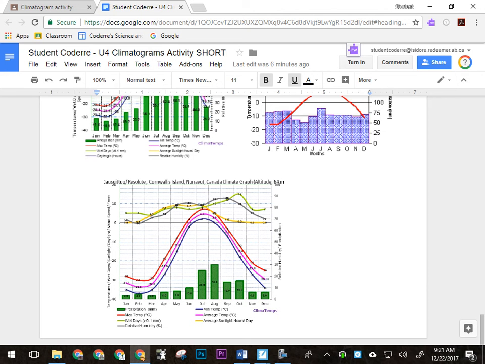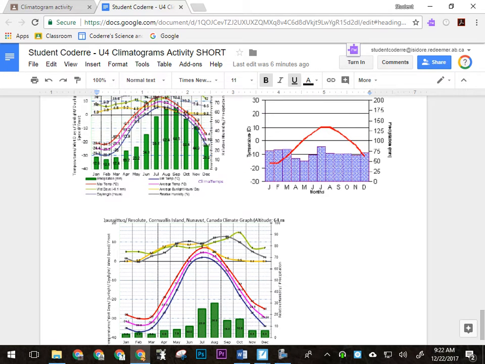Oh yeah, on these ones there's a maximum temperature, number of wet days. And these were the only climate graphs I could find for these places. They were very small. So you're going to use whichever one is the average daily temperature. Is it the red line? So use the red line.